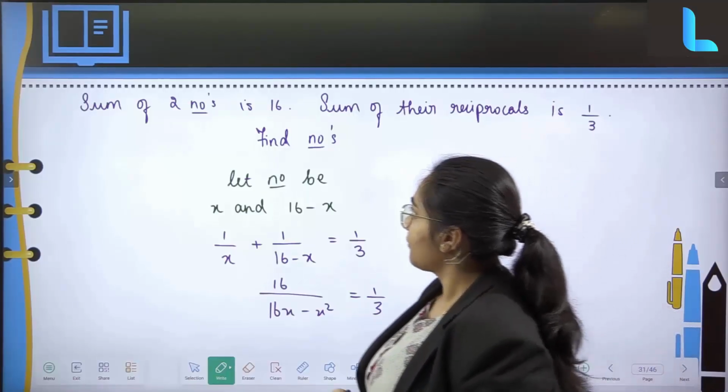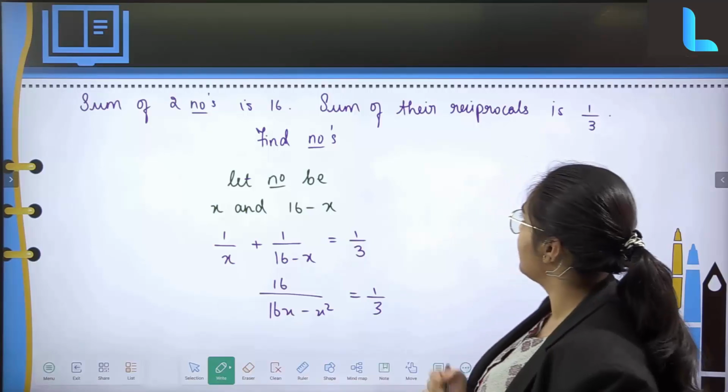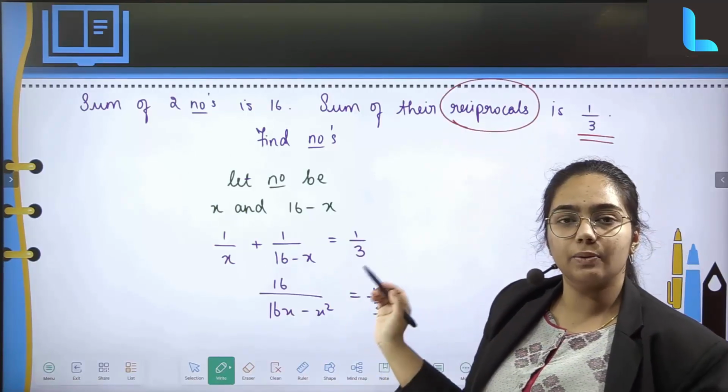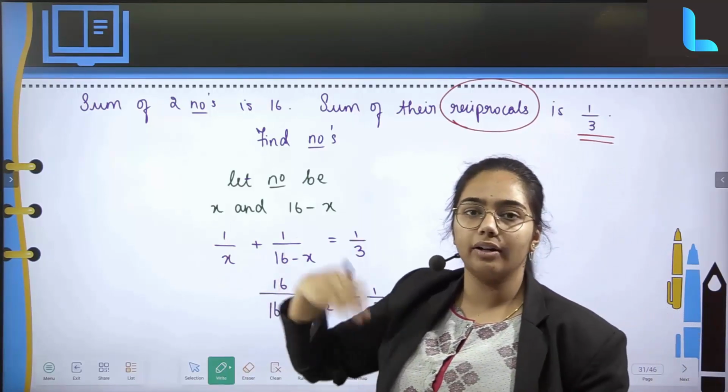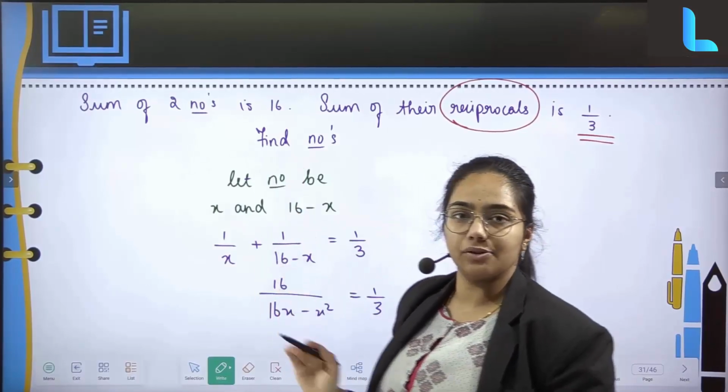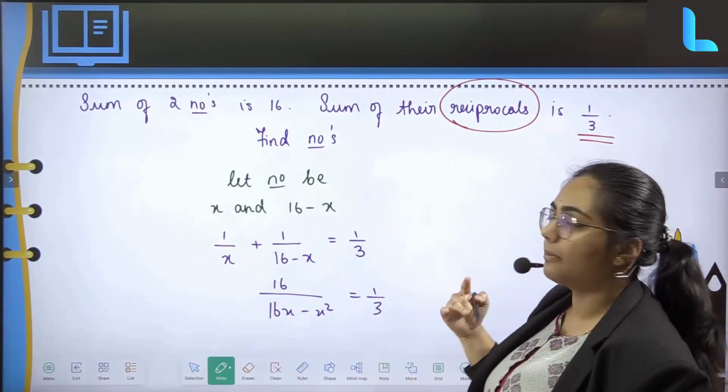Next question. Sum of two numbers is 16. Sum of their reciprocals is going to be 1 upon 3. So this question can either be asked for 2 marker or for 3 marker. First and foremost, whenever this type of question is given, sum of two numbers is 16.